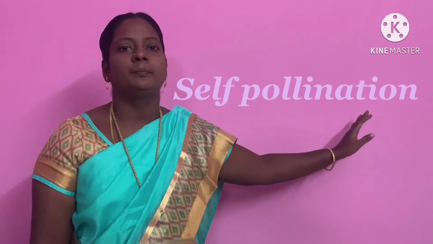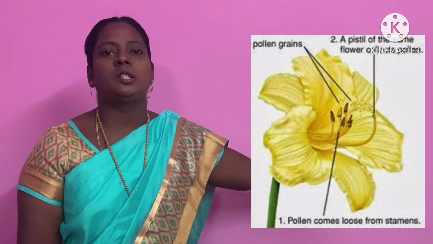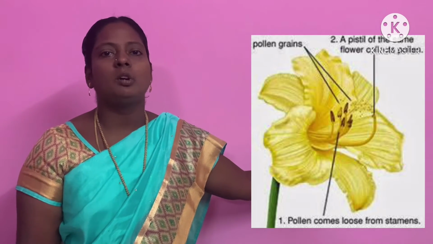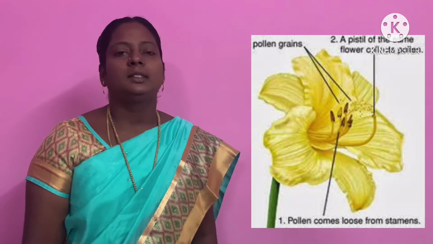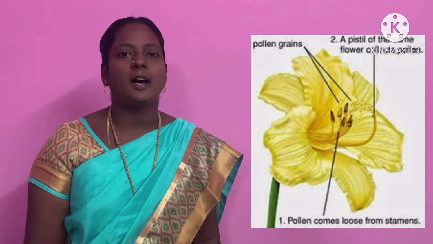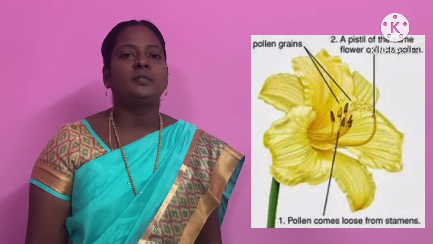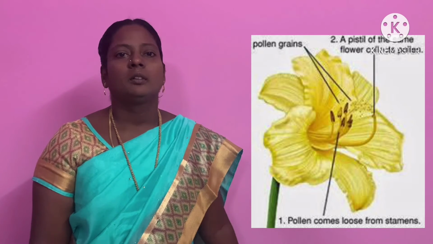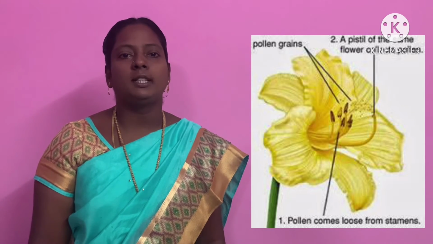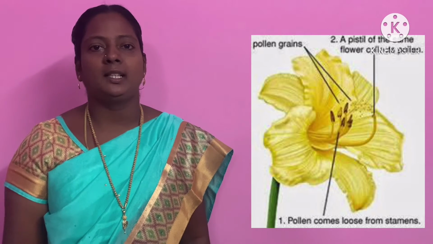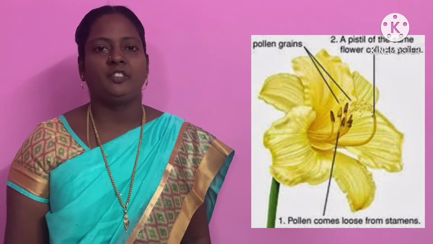Pollination. Students, look at the picture. From this picture you can understand clearly about self-pollination. The transfer of pollen grains from the anther of a flower to the stigma of the same flower is called self-pollination. Examples of self-pollination are sunflower, peas, peanut, potato, wheat, etc.